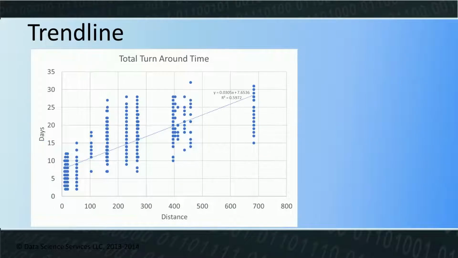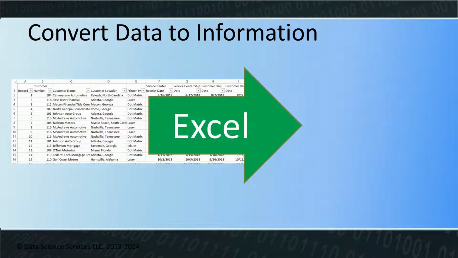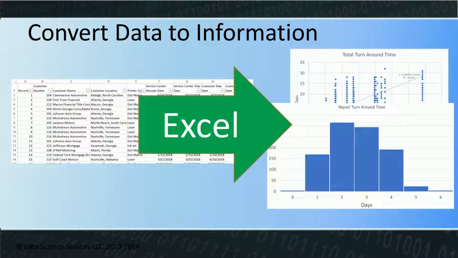Finally, we plotted a simple trend line of the turnaround time against the distance. It confirmed what we learned in the pivot table. There is a definite trend between the distance from the repair center and the total turnaround time. We quantified that relationship with a regression trend line that can be used to make predictions. So stepping back, what did we do? We took a list of numbers of raw data, and using Excel functions, we turned it into valuable information so that the management team can make informed decisions based on facts.